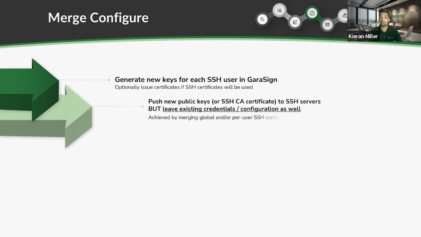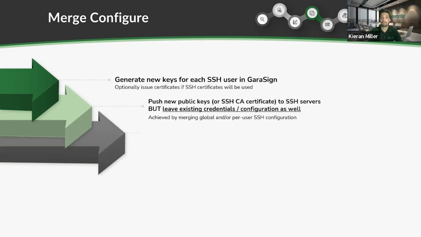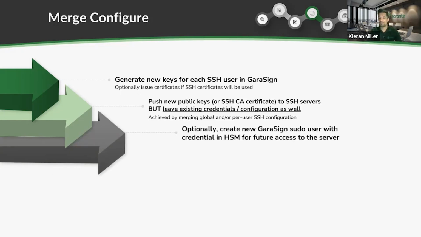And then you're going to push the new public keys or SSH CA certificate to the SSH servers, but you're going to leave the existing credentials and configuration as well. Okay, so this is the merge part. This is achieved by merging the global and/or per user SSH configuration. Optionally, you're going to create a new GaraSign pseudo user with credential in the HSM for future access. This just makes sure GaraSign can authenticate back to the SSH server periodically to monitor the system.